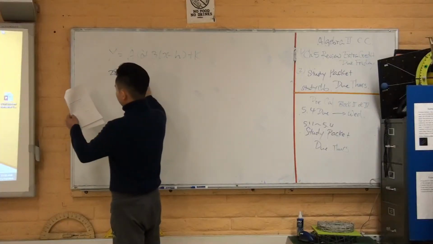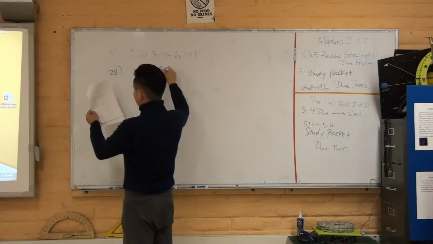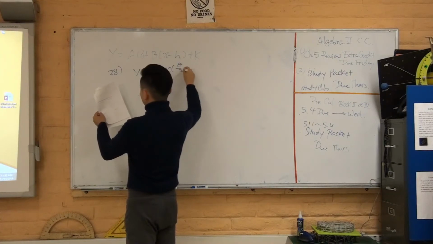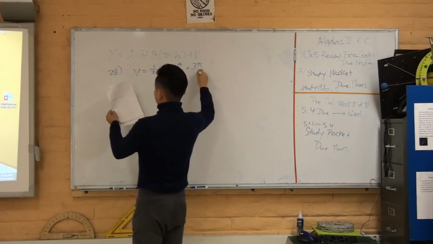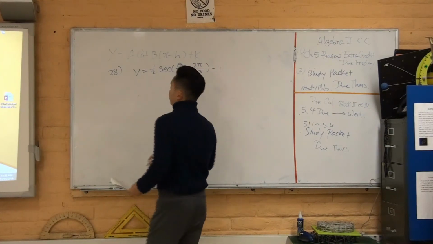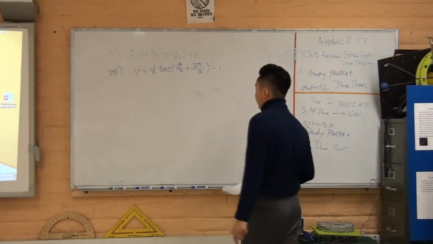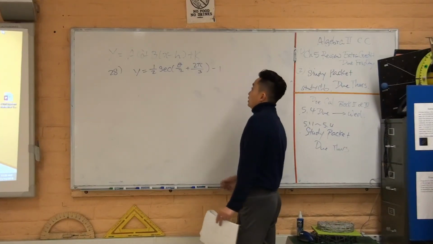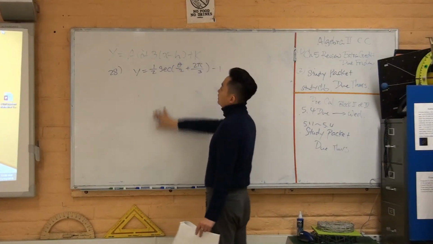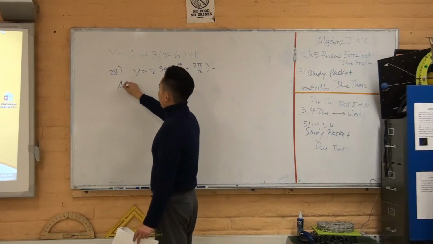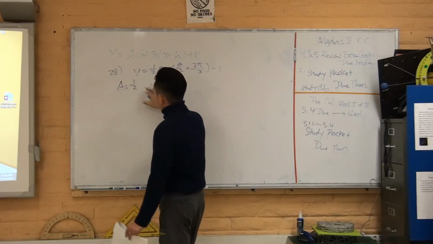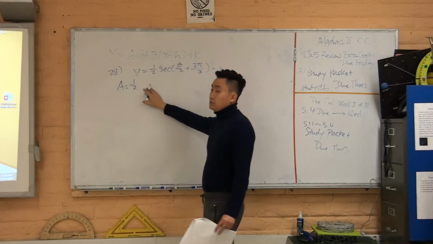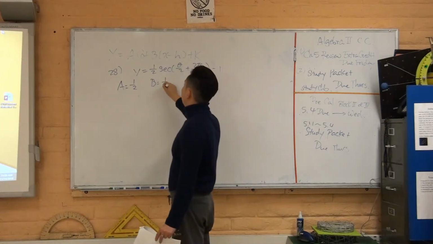So y equals 1/2 secant of theta over 2 plus 2 pi over 3 minus 1. So let's start out with A. A, you may notice, is 1/2. So we're using that as the initial amplitude. For B, we do have 1/2.